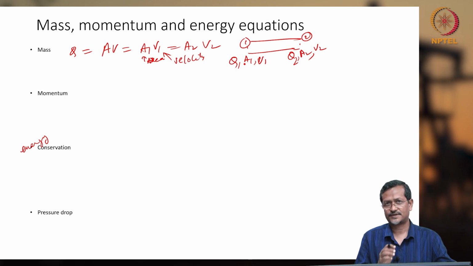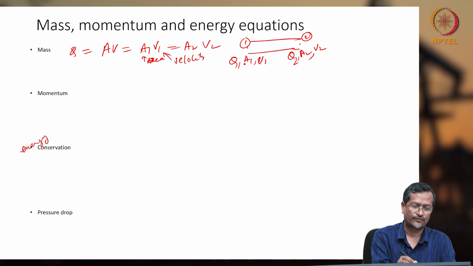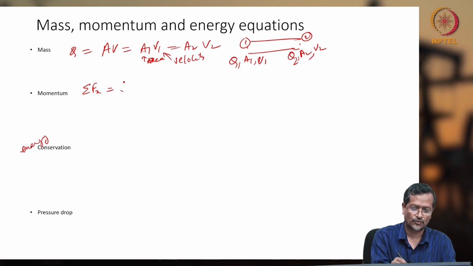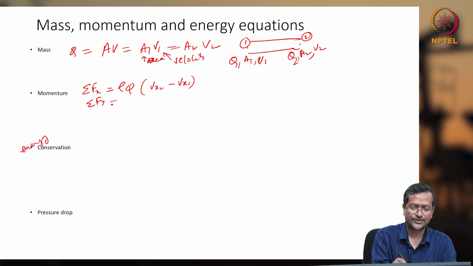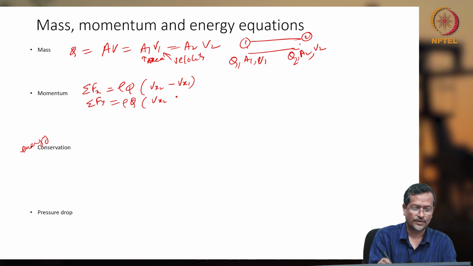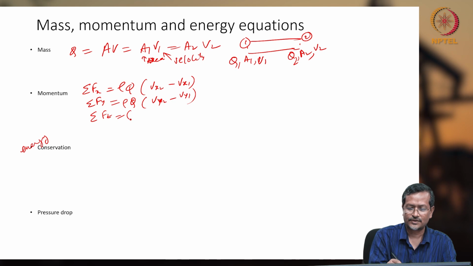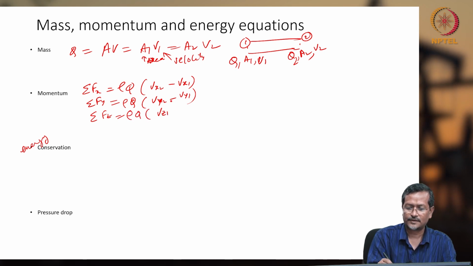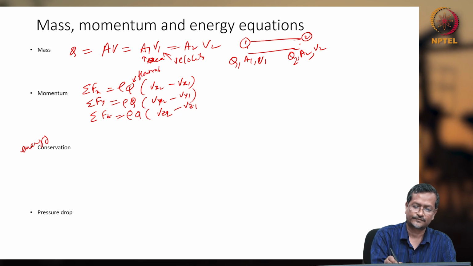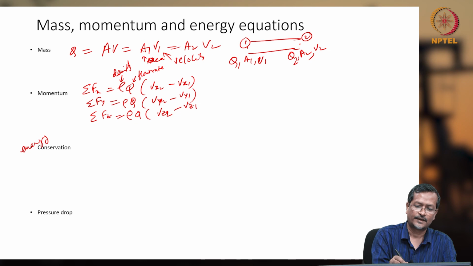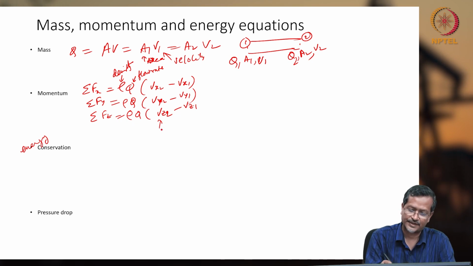Momentum conservation: if some body is moving at a certain velocity, it will have a certain momentum because it has mass and velocity, and that product is momentum. So the formula is: summation of Fx equals rho Q (Vx2 minus Vx1); summation of Fy, the y direction, equals rho Q (Vy2 minus Vy1); summation of Fz, the z direction, equals rho Q (Vz2 minus Vz1). The parameters are: Q is the fluid flow rate, rho is the density.